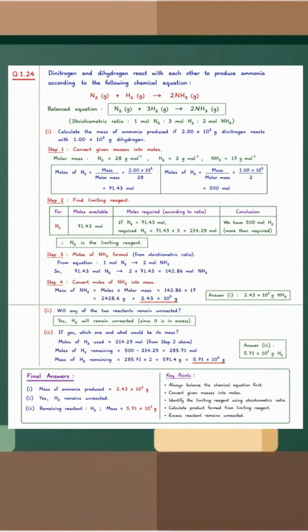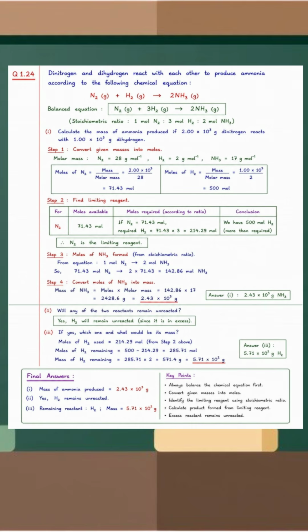Now part 2. Yes, hydrogen remains unreacted because it is in excess. Part 3. Moles of hydrogen used is 214.29. Remaining hydrogen is 500 minus 214.29, which is 285.71 moles. Mass of remaining hydrogen equals 285.71 multiplied by 2, which is 5.71 into 10 to the power 2 grams.